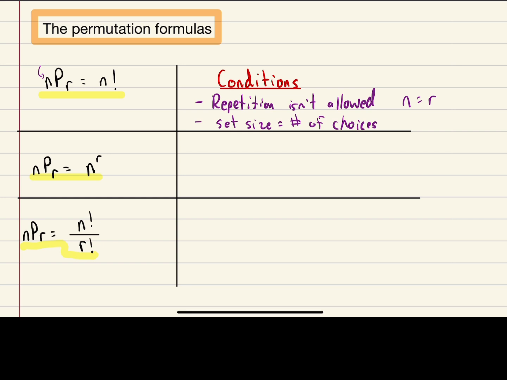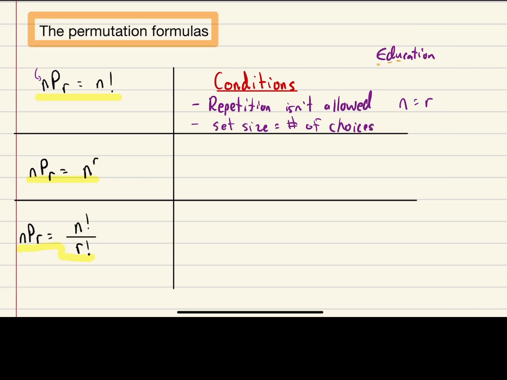So let's say I have a word like education, and I ask, how many ways can you rearrange the word education into 9 letters? Well, there is 1, 2, 3, 4, 5, 6, 7, 8, 9 letters in the set, and we're choosing 9 letters to rearrange. So in this case, we would just go 9 factorial, right? Assuming that repetition isn't allowed.